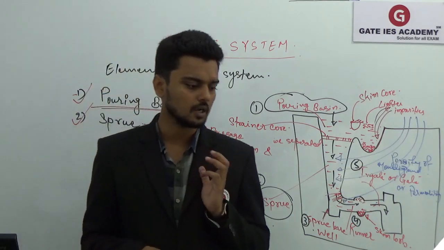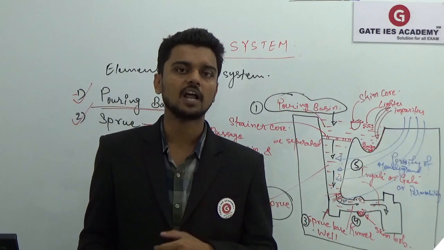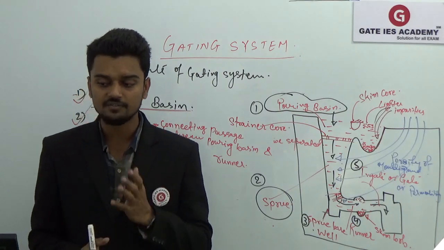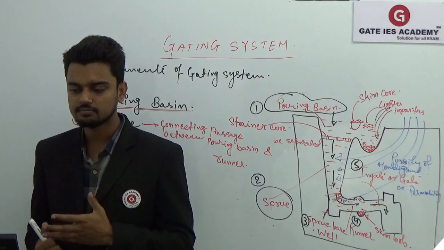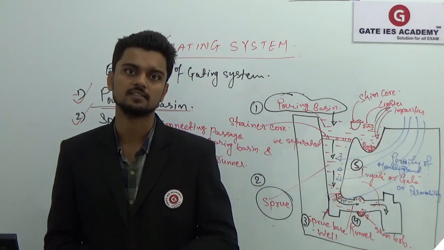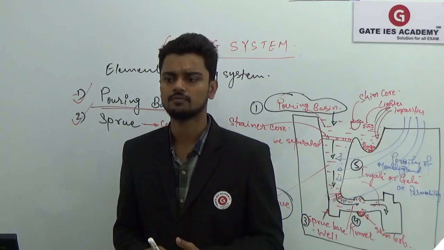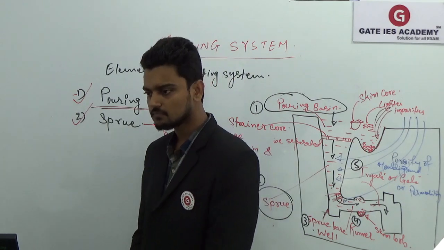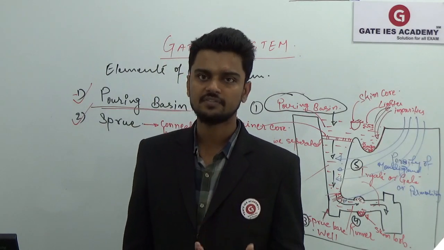So either we can use one gate, or you can use a number of gates. Now, how will you classify that gating system? That you can see on your screen. Classification of the gating system: we have the top gating system, the bottom gating system, and the side gating system. There are a number of advantages of these three gating systems. We'll discuss that.